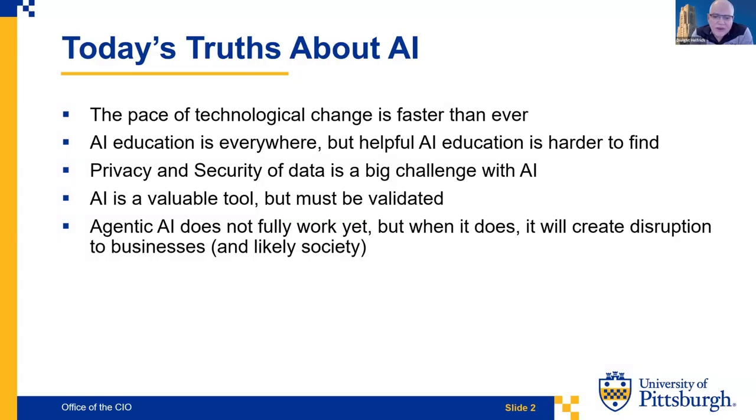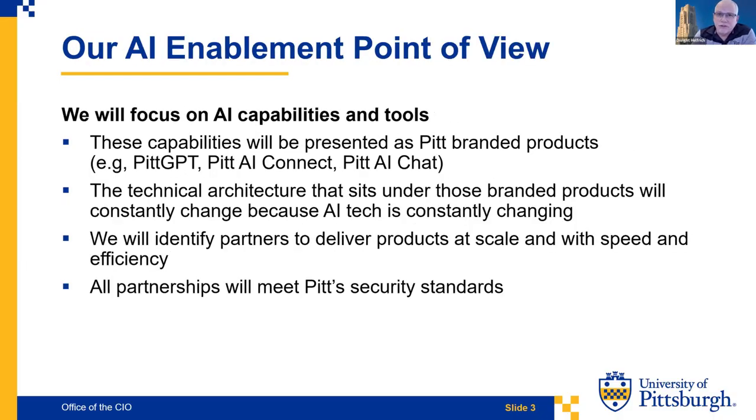And that's not quite there yet. It doesn't really work great. It's probably only a couple of years away. And when it does come, it will create great disruption to businesses and to society. So those are things to think about. And those are the truths. On the next slide, we're going to talk about our point of view with AI.